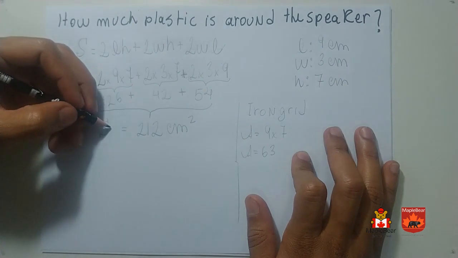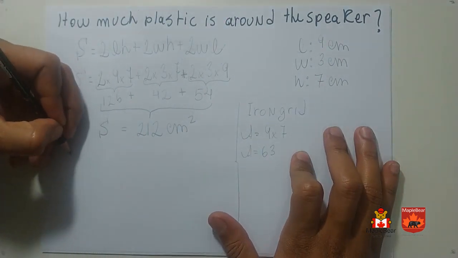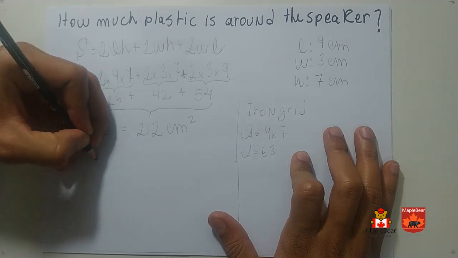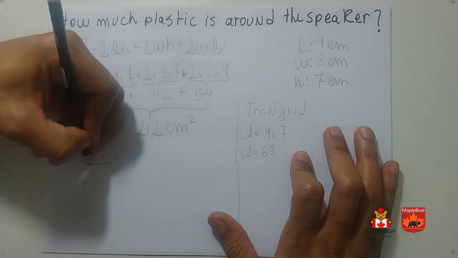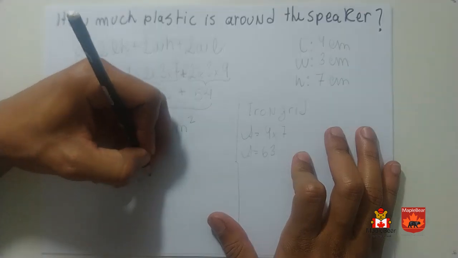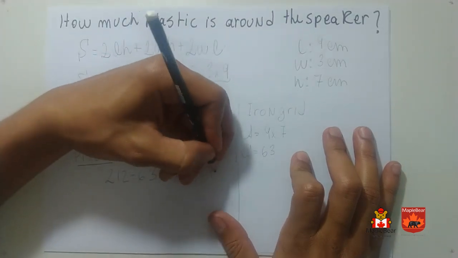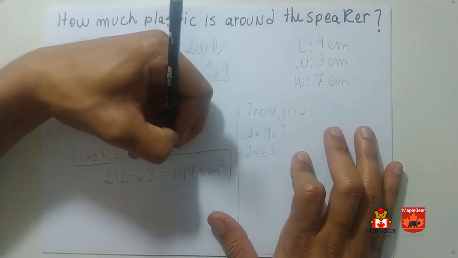Cool. Now what I'm going to do is reduce my plastic area. The plastic is going to be equal to 212 minus 63, and that will be equal to 149 centimeters squared.